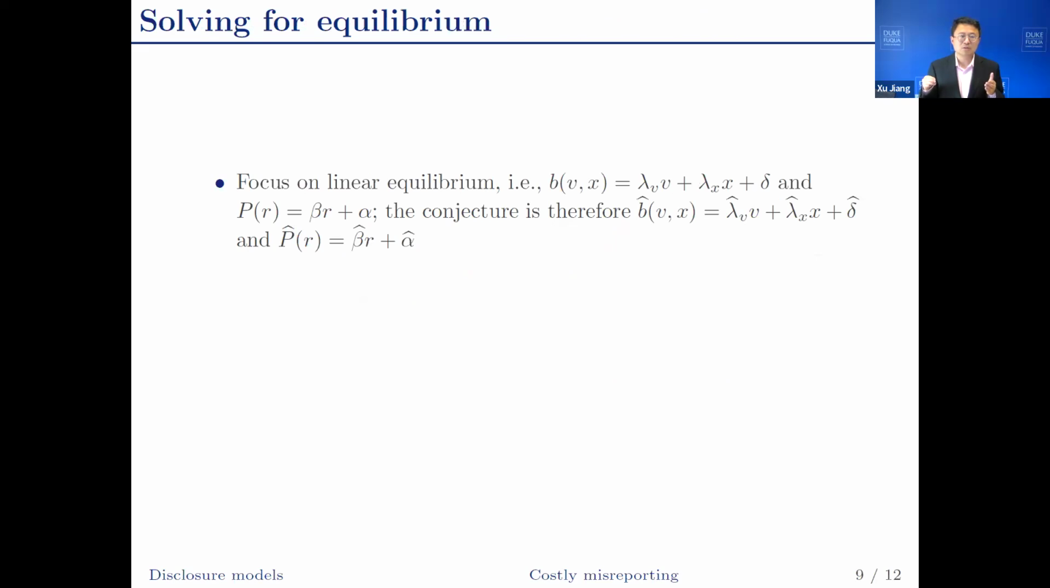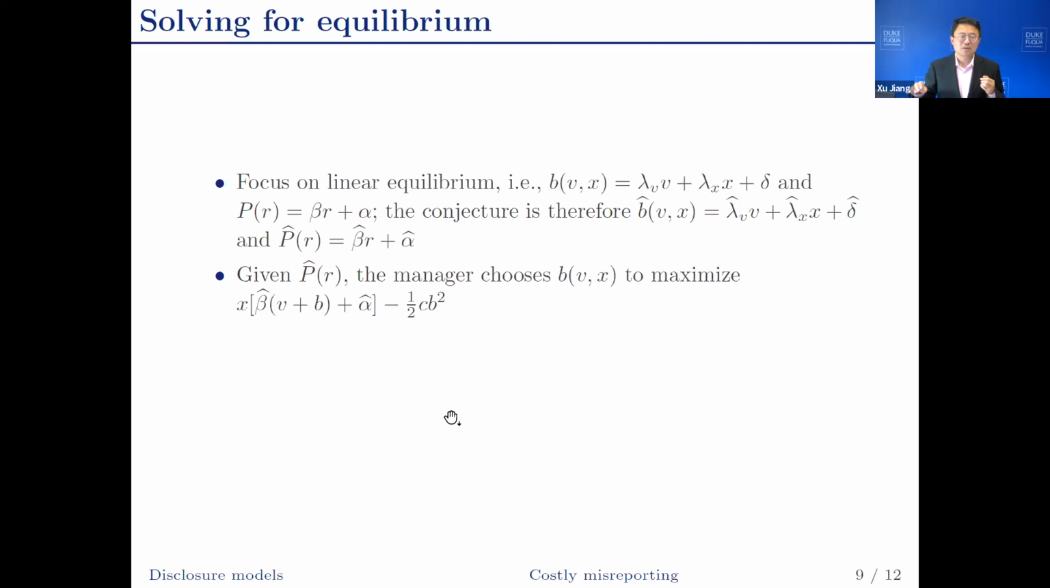Given the normal distribution, given risk neutrality, all these nice assumptions, it would be good to focus on a linear equilibrium, which means the manager's reporting bias will be a linear function of v and x. And price is going to be a linear function of the report R. For conjectures, you can just put a hat on. Given the manager's conjecture about investors' pricing, the manager chooses misreporting to maximize the manager's objective function. And we can solve for the first order condition to be this.